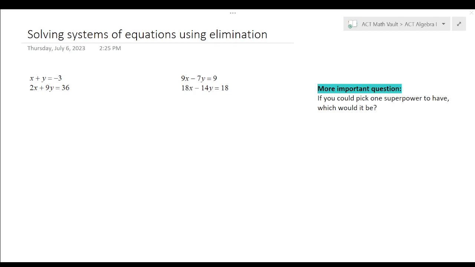And to make sure we don't take ourselves too seriously, let's think about the fun question. If you could pick one superpower to have, which would it be?